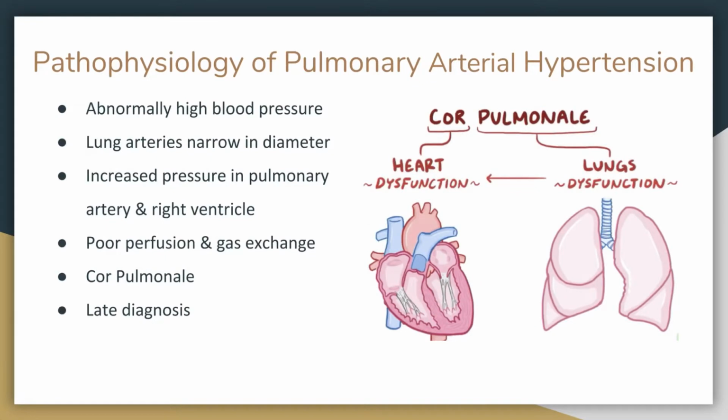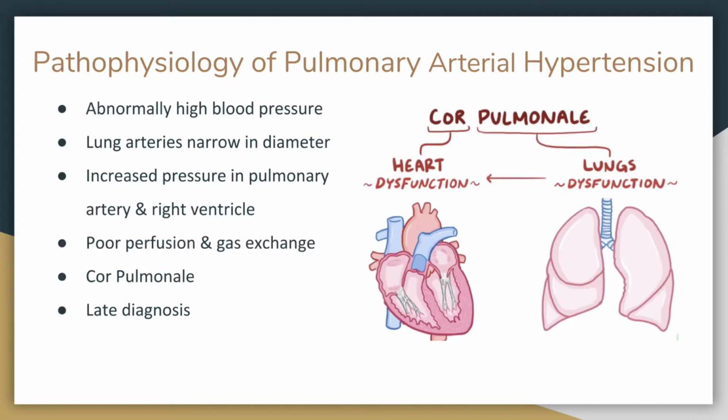Next, we will be discussing the pathophysiology of pulmonary arterial hypertension. Pulmonary arterial hypertension is a progressive disorder characterized by abnormally high blood pressure, or hypertension, in the pulmonary artery, the blood vessel which carries blood from the heart to the lungs. This occurs when most of the very small arteries throughout the lungs narrow in diameter, which increases the resistance of blood flow through the lungs.